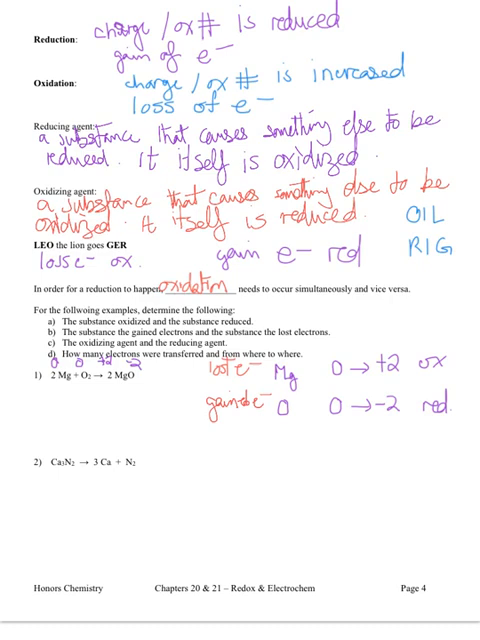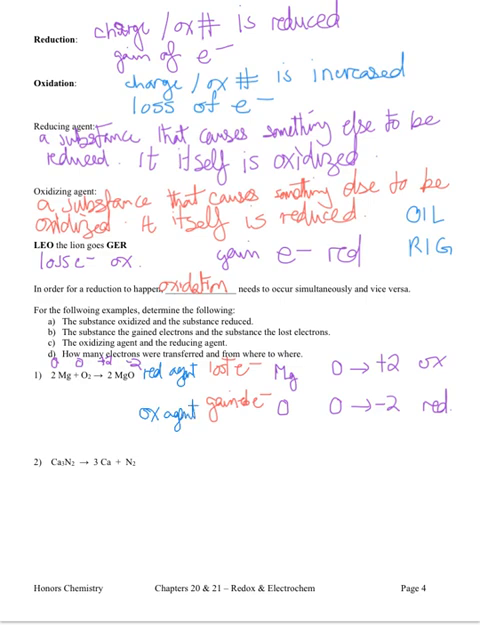So to answer the question here in C, let's see, the magnesium got oxidized, so that means it caused something else to be reduced, so it is the reducing agent. The oxygen got reduced, and so it caused something else to be oxidized, so this is the oxidizing agent.